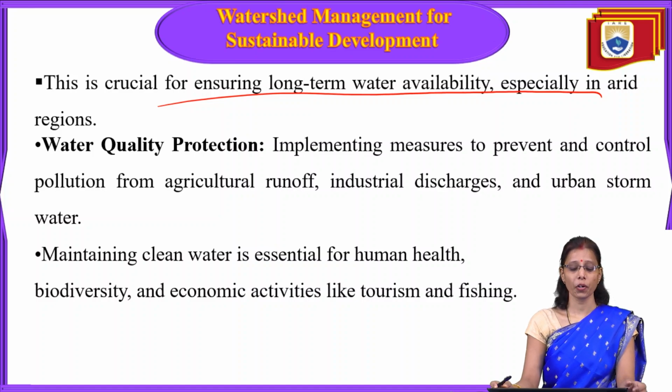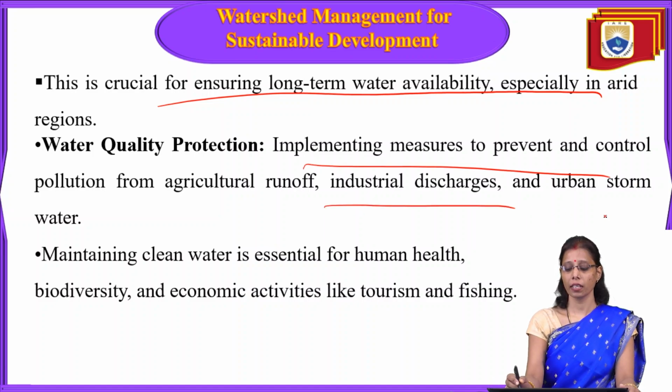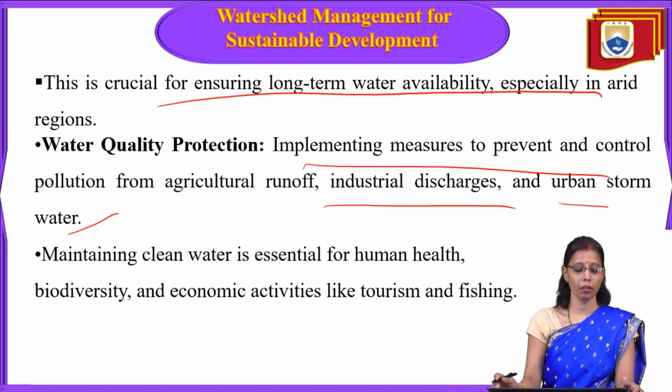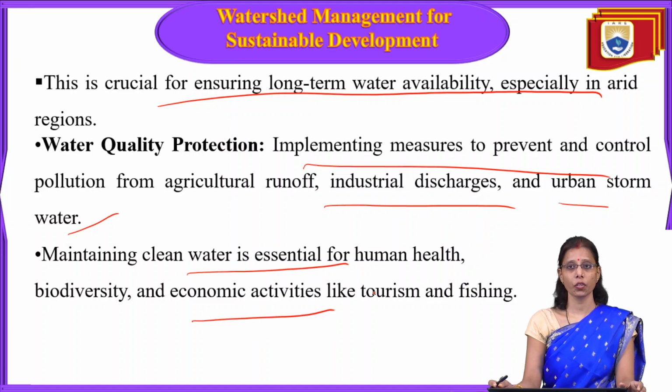Now, water quality protection, implementing measures to prevent pollution from agricultural runoff, industrial discharges, and urban storm water, which will be affecting here. So, implementing measures to prevent pollution from the agricultural runoff, industrial discharges, and urban storm water can happen. Maintaining clean water is essential for human health, biodiversity, and economic activities like tourism and fishing.